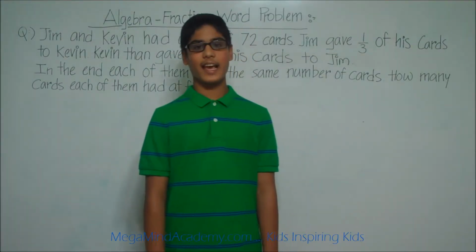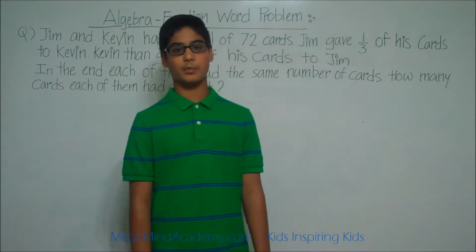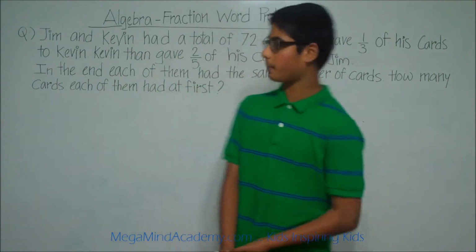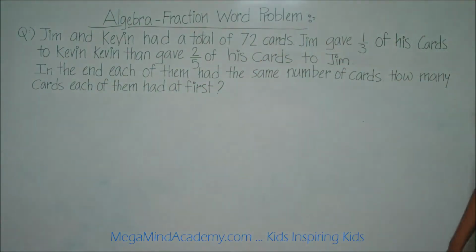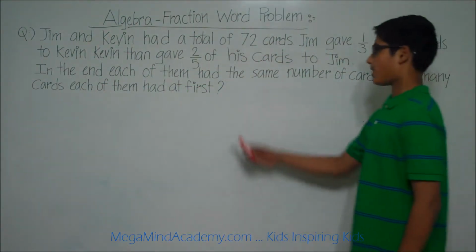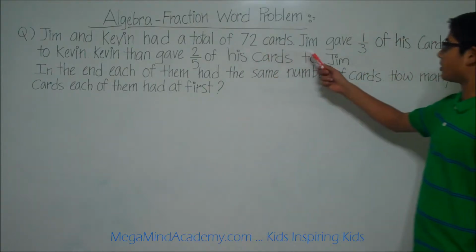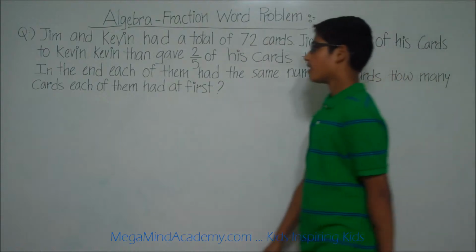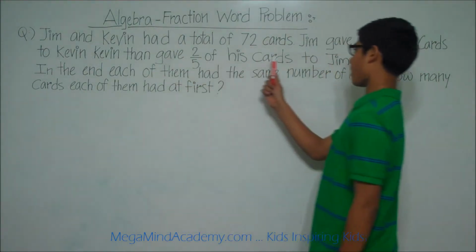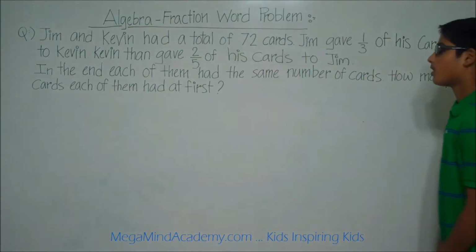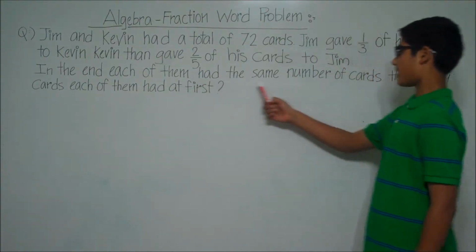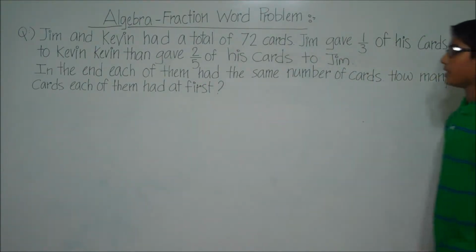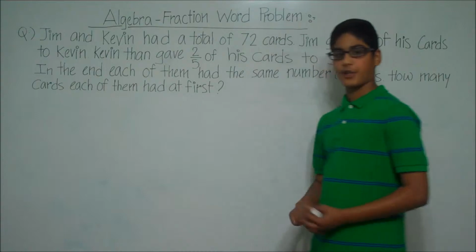Hi! Today we're going to learn about algebra, fraction word problem. Let's say we have a problem, like Jim and Kevin have a total of 72 cards. Jim gave 1/3 of his cards to Kevin. Kevin then gave 2/5 of his cards to Jim. In the end, each of them had the same number of cards. How many cards did each of them have at first?